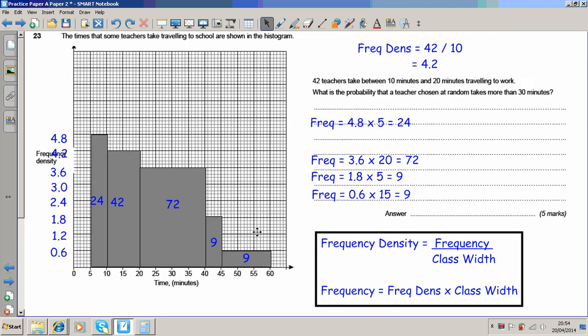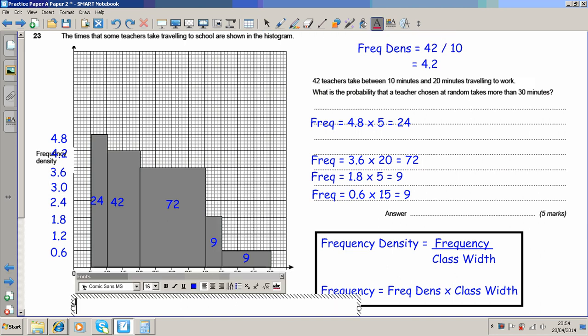So that's that there. So how many teachers have we now got altogether? Well, we've got ourselves 24 plus 42 plus 72 plus 9 plus 9 equals 72, 81, 90, 156 teachers altogether.